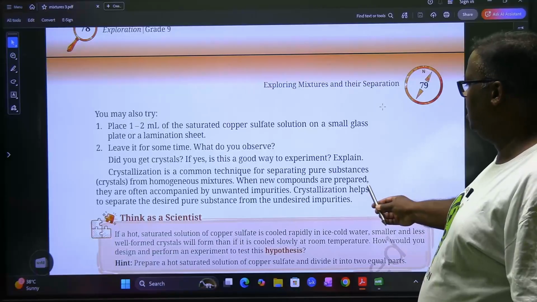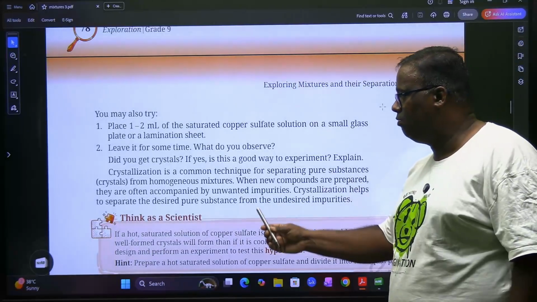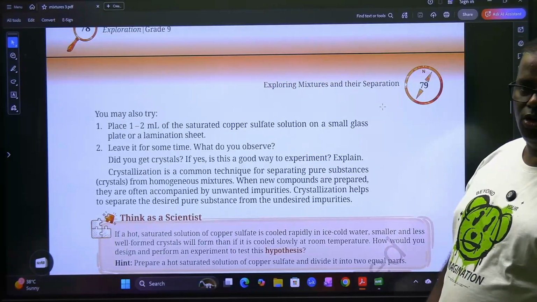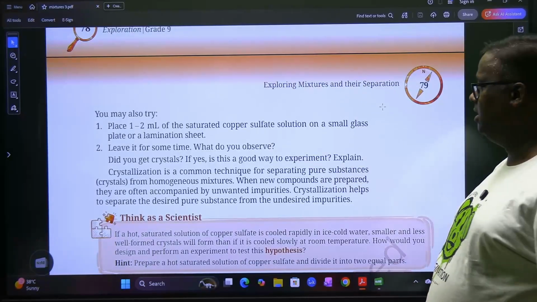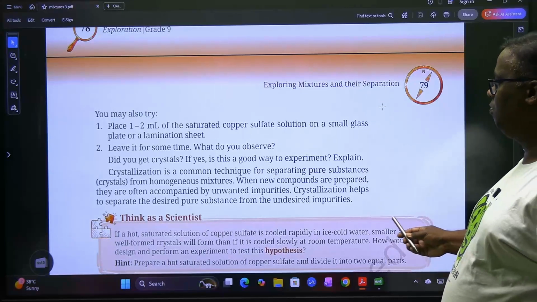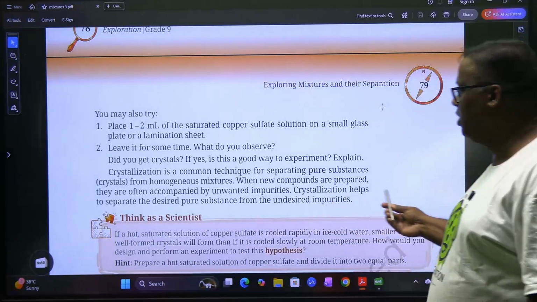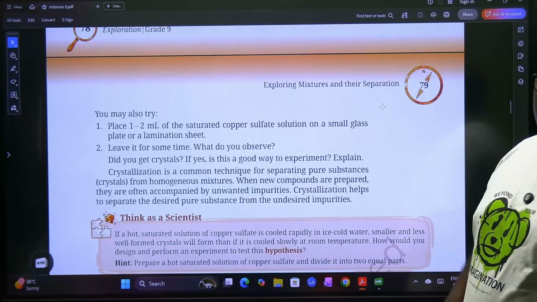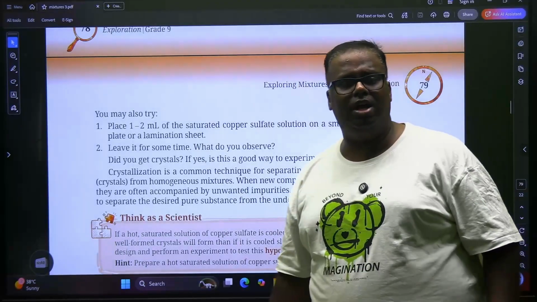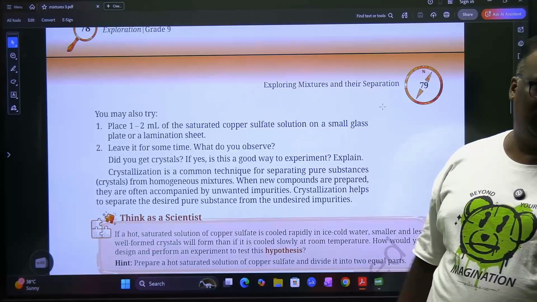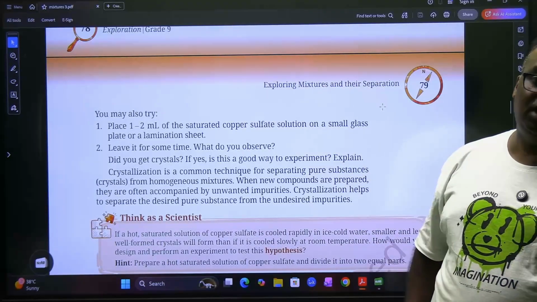Crystallization is a common technique for separating pure substances, crystals, from a homogeneous mixture. So what mixture did we have? We had a mixture of water, copper sulfate, and a little bit of acid was added so that the copper sulfate does not react. When new compounds are prepared, they're often accompanied by unwanted impurities. Crystallization helps to separate these impurities. That's why rock salt, all the salt that you eat, is in crystal form. Later they are powdered, but they are actually in crystal form.